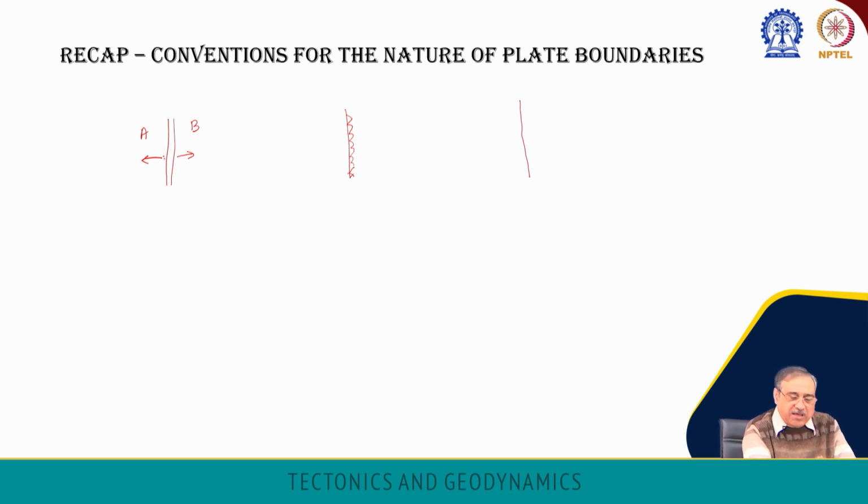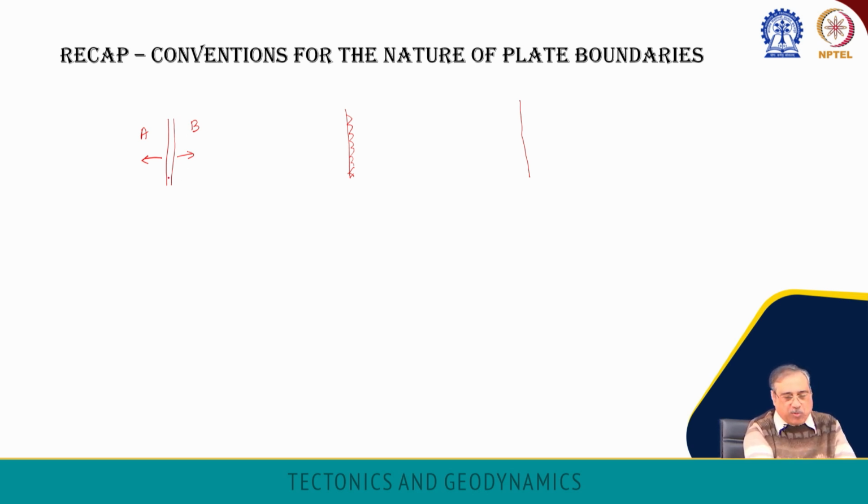Now, what we've shown here is an orthogonal relationship. That means the relative velocity vector is perpendicular to the boundary. It need not always be the case, but it is commonly the case. So, we will consider this as a simplistic form. We will consider this to be the case here.